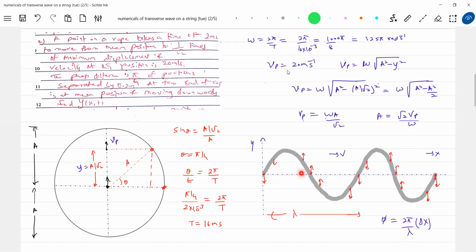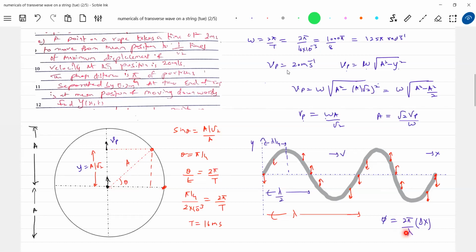What is the phase difference between these two particles? What is the separation? This will be lambda by 2. What is the separation between these two? Lambda by 4. So now, can we calculate the phase difference between any 2 points when a wave is propagating on a rope? Yes. So what is the phase difference between any 2 points on a rope? There's a generalized formula I'll use here.